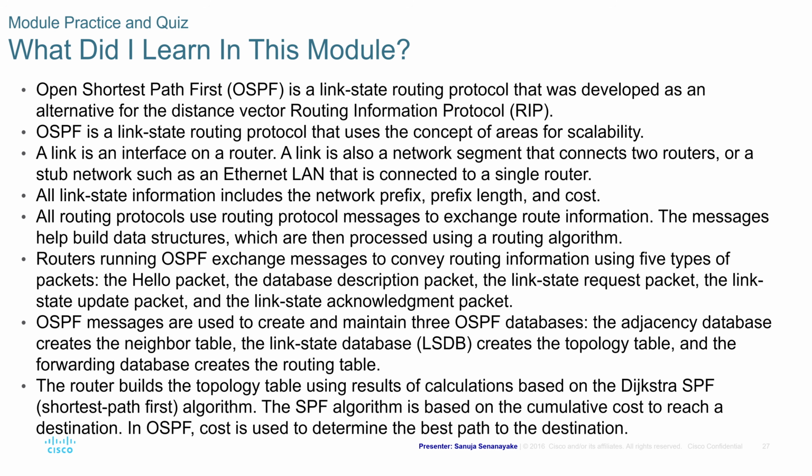The router builds the topology table using results of calculations based on the SPF, which is the shortest path first algorithm. The SPF algorithm is based on the cumulative cost to reach a destination. In OSPF, cost is used to determine the best path to a destination. So we use the cost as the calculation key for determining the best path to the destination.